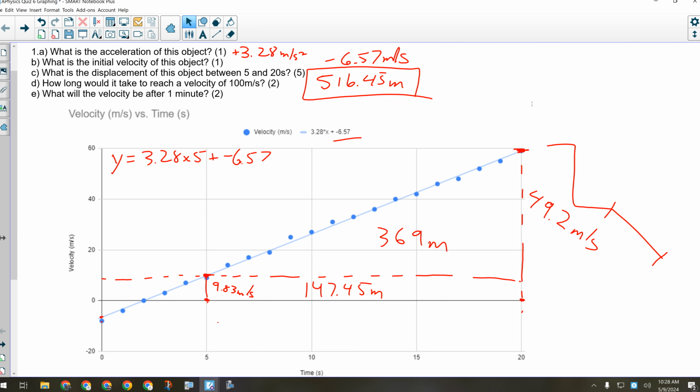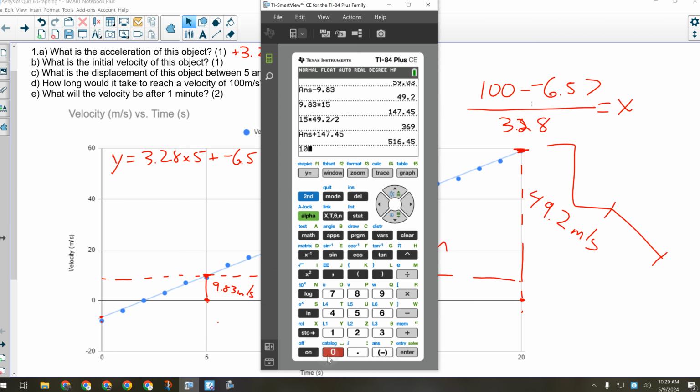So I'm going to take this formula here, and now I'm going to solve for x. I'm going to subtract b over to the other side. So I'm going to have 100, that's my y value, minus b, negative 6.57, and then divide that by m, 3.28. And that's going to equal x, how long it will take to reach a velocity of 100 meters per second. We've done lots of those calculations already. So 100 plus 6.57 divided by 3.28. How important is it to do the top before the bottom or enclose the top in brackets? If you want to get the right answer, it's really important.